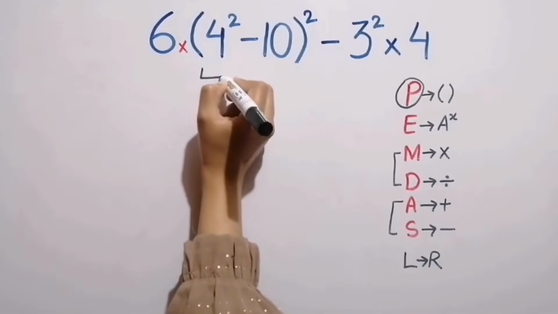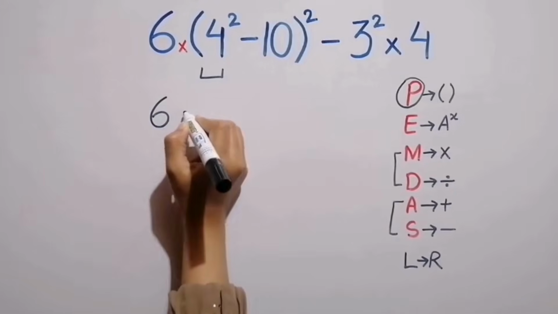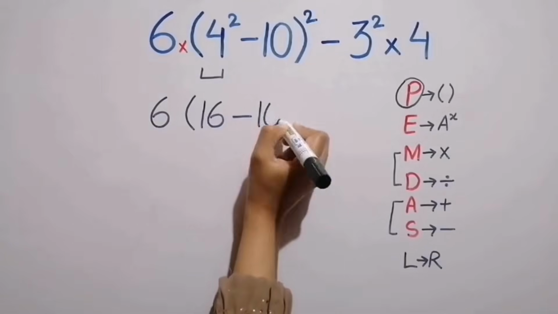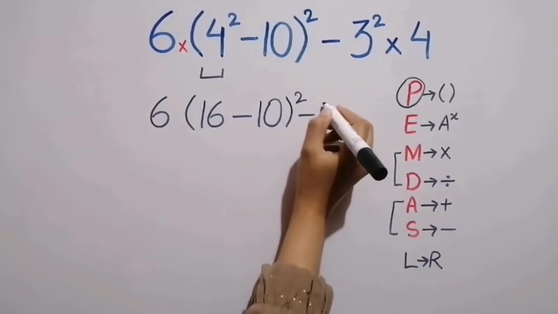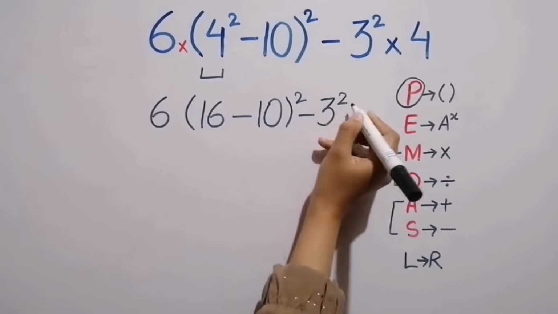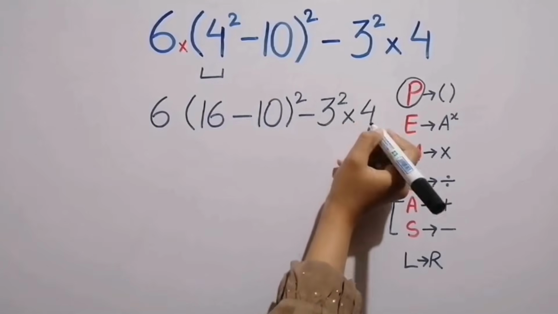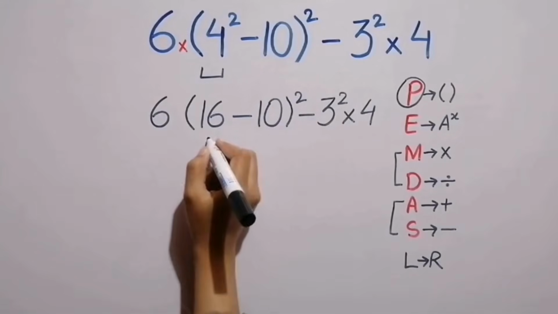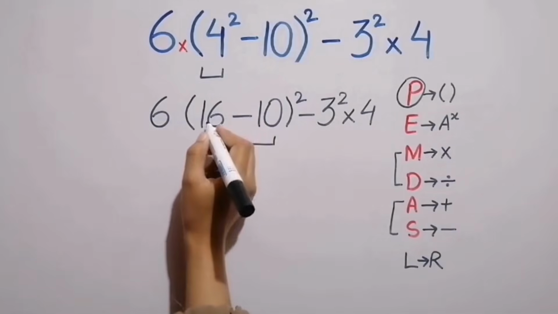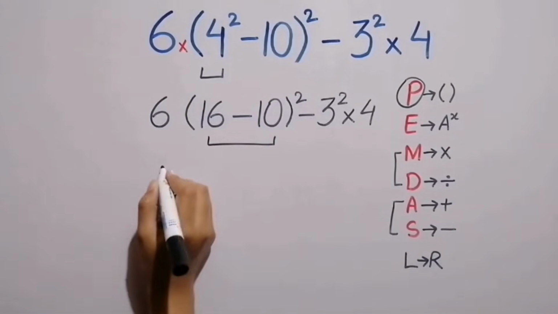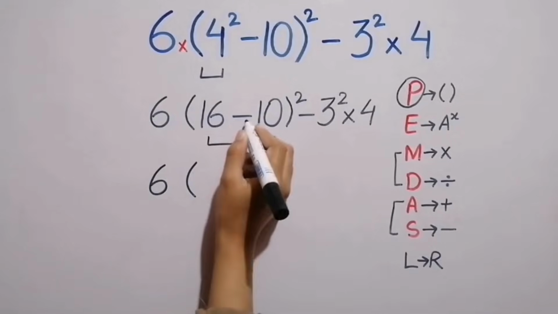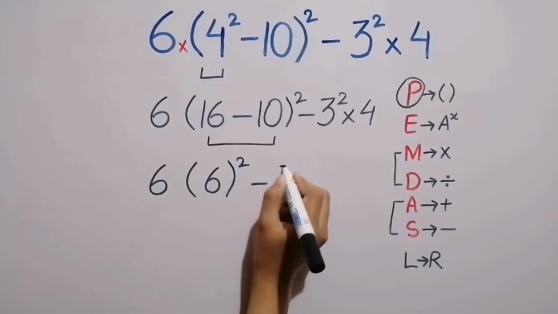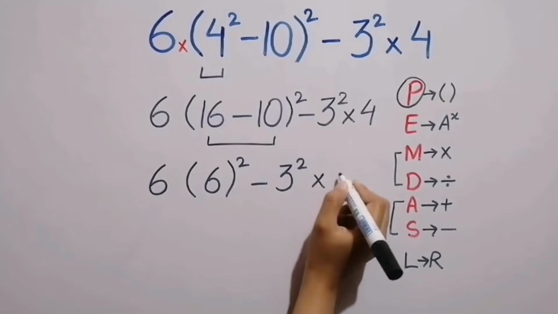And we simplify this expression as 6 times (4 times 4 equals 16, minus 10) whole to the power of 2, then minus 3 to the power of 2 and finally multiply by 4. We have 16 minus 10 inside the parentheses. So first we do the subtraction between 16 and 10, and rewrite this expression as 6 times (16 minus 10 equals 6) to the power of 2, then minus 3 to the power of 2 and finally multiply by 4.